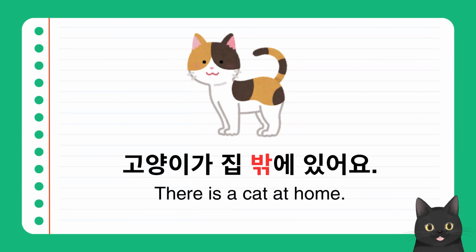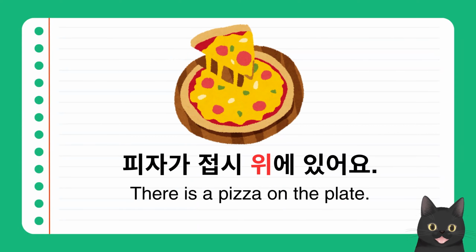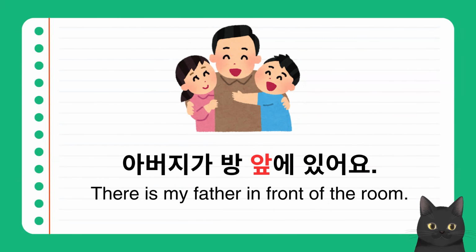고양이가 집 밖에 있어요. There is a cat outside the house. Here, 밖 is the preposition. It comes after 집 and before the particle 에. 피자가 접시 위에 있어요. There is a pizza on the plate. 위 is the preposition followed by 에. 아버지가 방 앞에 있어요. My father is in front of the room. 앞 is the preposition, and again, we use 에 after it.